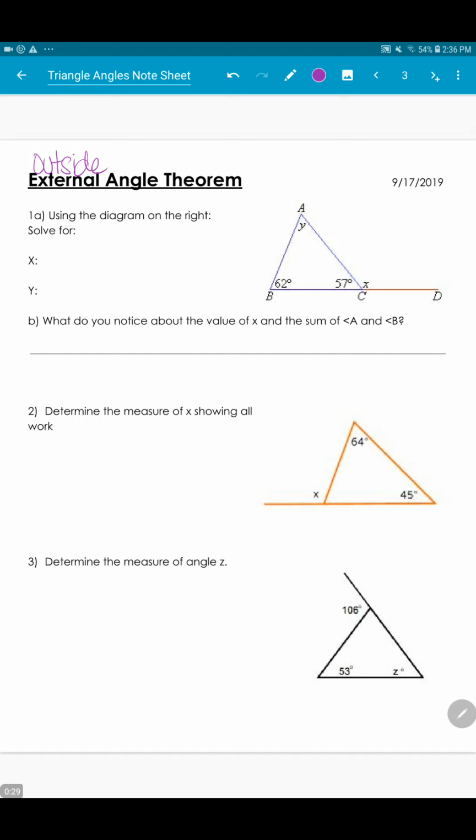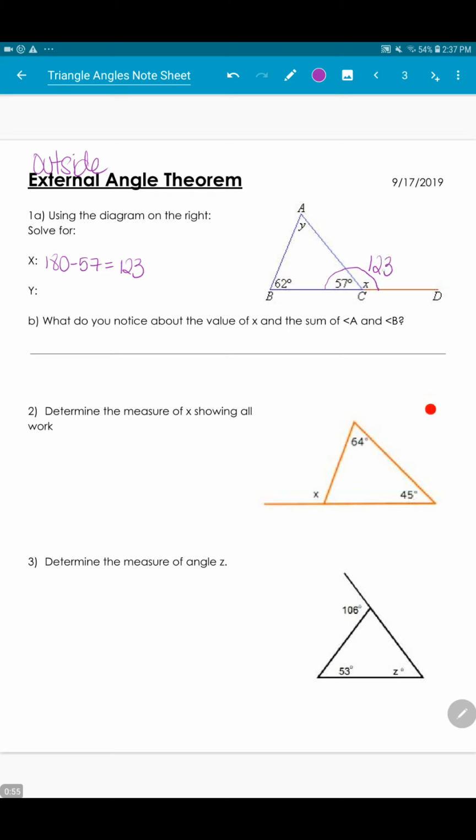Alright, so using this diagram that we have on the right, first we want to solve for x. I can see that there's a relationship between this 57 and the x. They're supplementary, so I should just be able to do 180 minus 57. 180 minus 50 is 130, and 130 minus 7 is 123. So I have that this right here is 123.